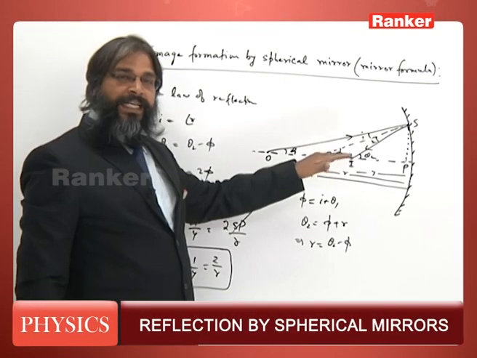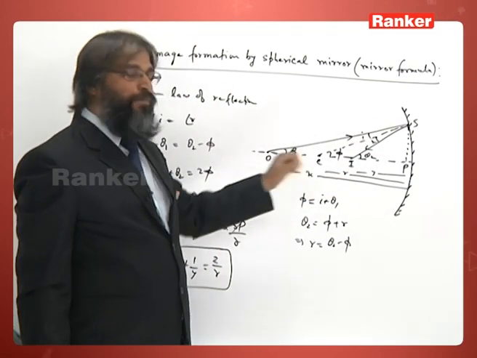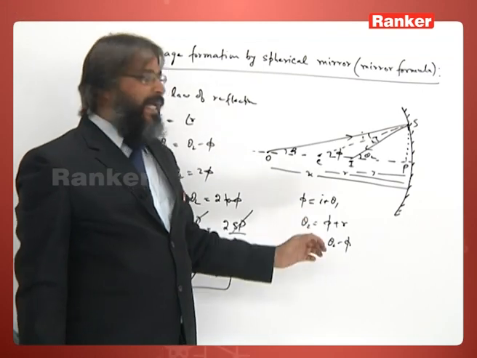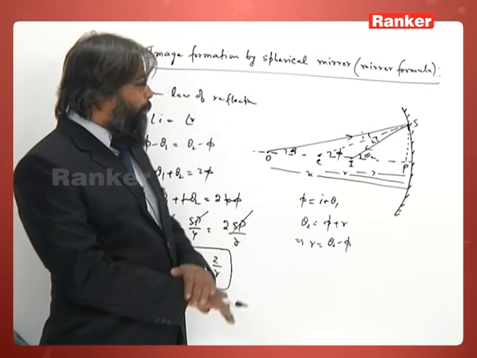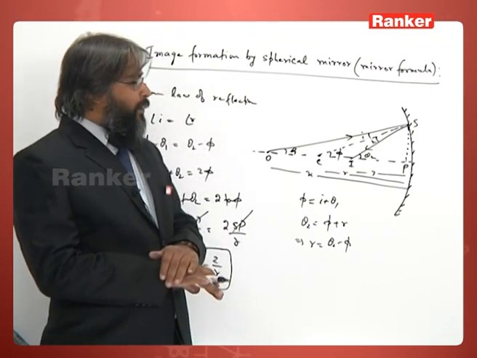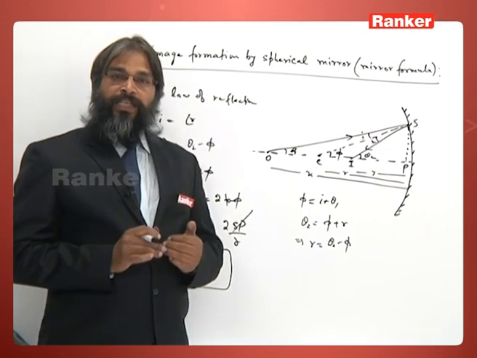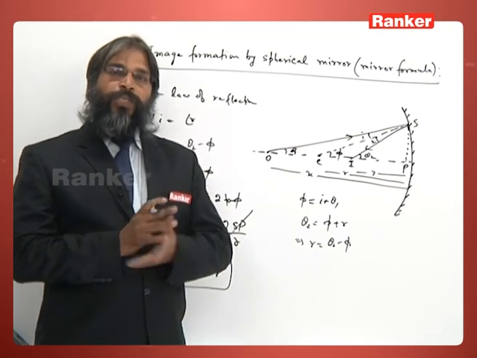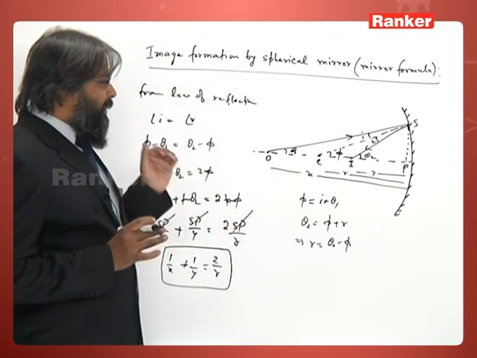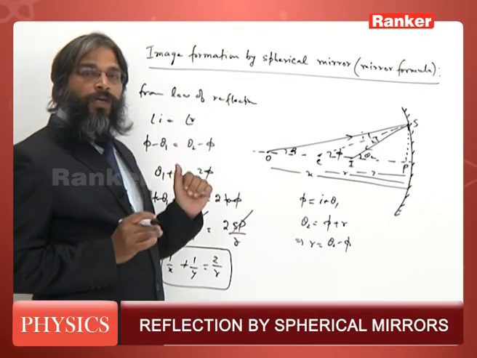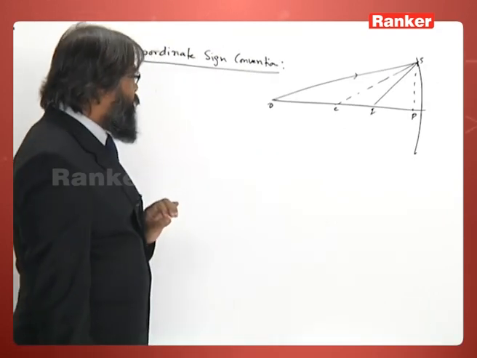Now, I have derived this formula only for a concave mirror, but I want to generalize this formula for a convex mirror. So, we have to introduce a proper sign convention here. I will introduce a sign convention which we will be using throughout geometrical optics. This sign convention will be called coordinate sign convention. So, now let us introduce coordinate sign convention.